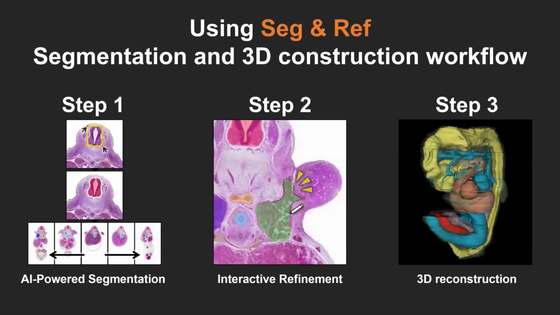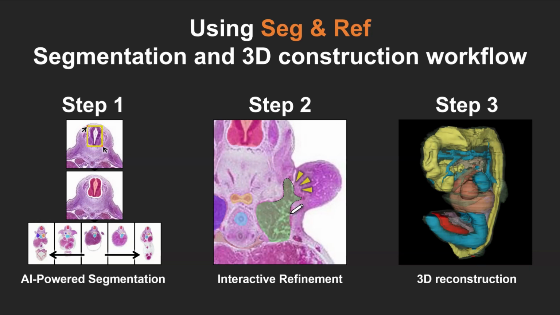Finally, I would like to introduce the workflow using SegRef. The workflow for segmentation and 3D reconstruction using SegRef consists of the following 3 steps. Step 1, automatic segmentation using AI. Step 2, user confirmation and refinement work using interactive tools. Step 3, 3D reconstruction using 3D Slicer or other software.